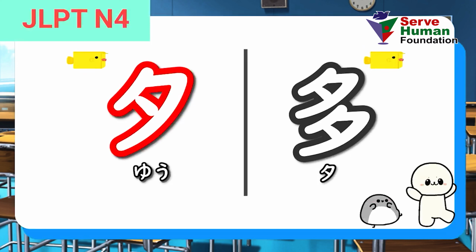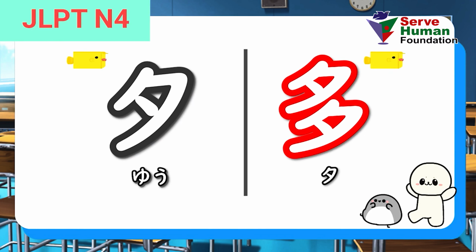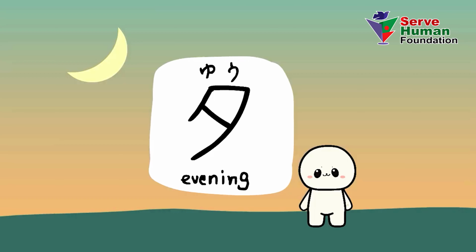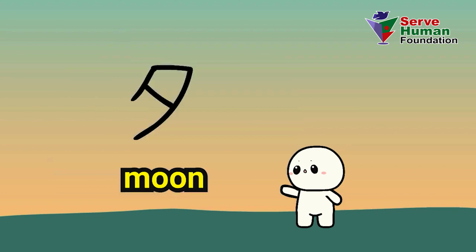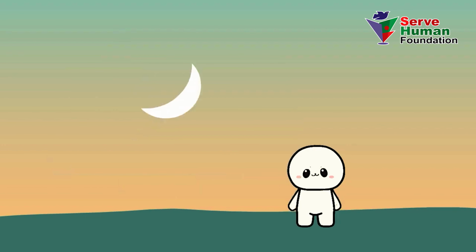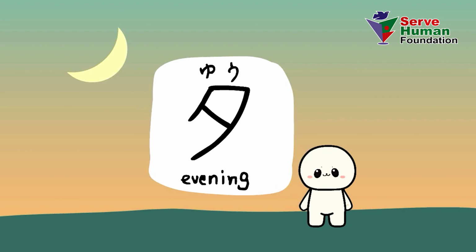Lesson, we're gonna learn these kanjis. The first kanji is 夕 (yuu). So, this kanji illustrates the moon in the evening sky. This is kanji 夕, meaning evening.